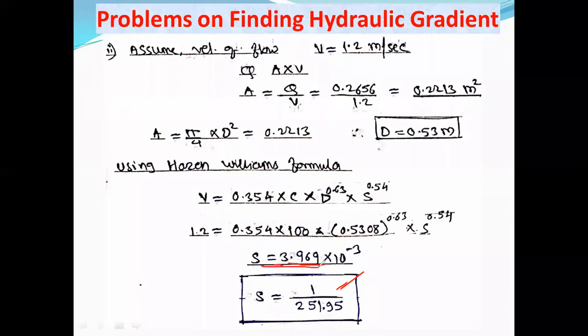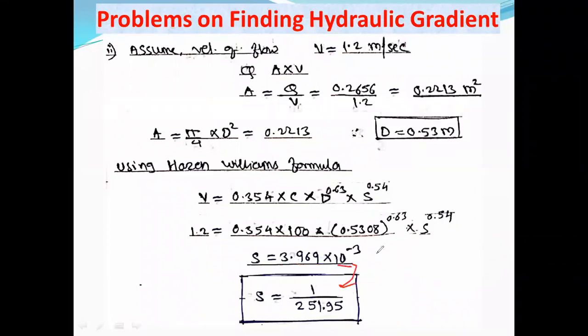S is equal to 3.969 into 10 to the power minus 3. So some of you might have got S is equal to 4 into 10 to the power minus 3. It may be the answer, because it is the nearest value. Near to that you may get the answer, or 3.97 into 10 to the power minus 3. Okay, so now here we want to do the conversion of this slope in this format.